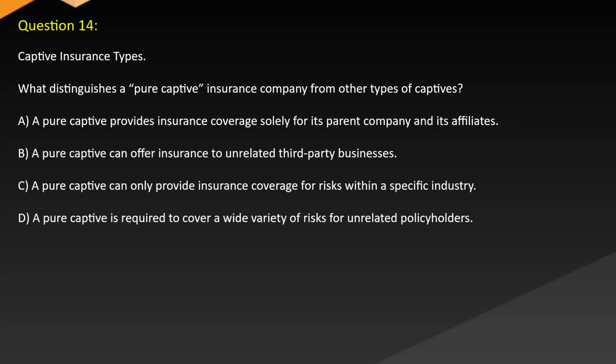Question 14. Captive insurance types. What distinguishes a pure captive insurance company from other types of captives? A. A pure captive provides insurance coverage solely for its parent company and its affiliates. B. A pure captive can offer insurance to unrelated third-party businesses. C. A pure captive can only provide insurance coverage for risks within a specific industry. D. A pure captive is required to cover a wide variety of risks for unrelated policyholders.